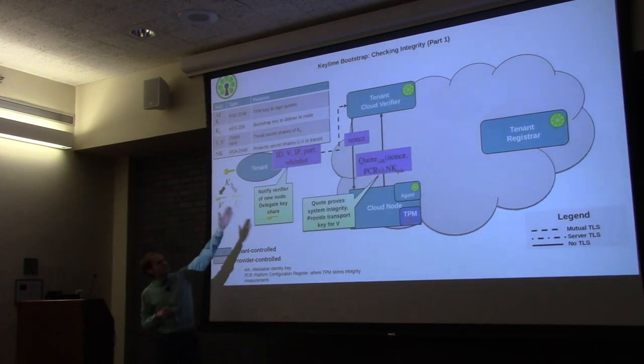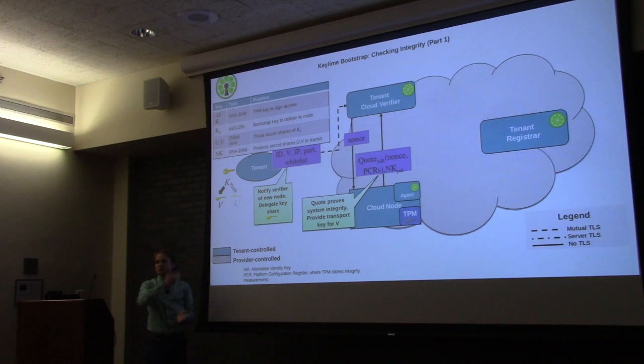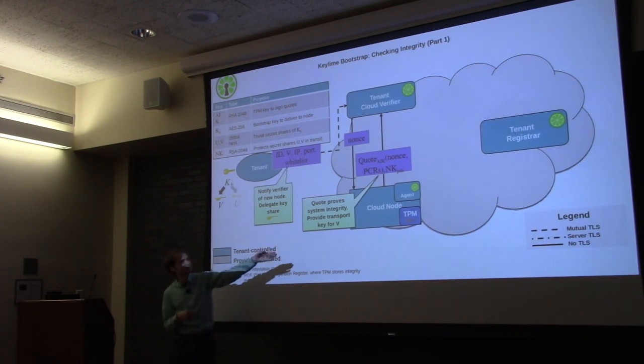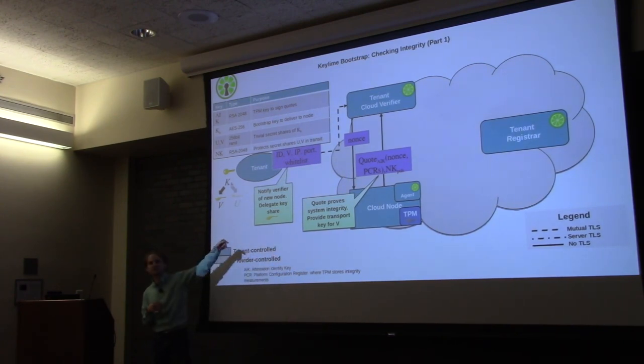The verifier is then going to send over a nonce, just a random number basically, to make sure we're getting a fresh quote. It's going to be included in the quote. And then the cloud node is going to send back a quote of its integrity state that's signed by the TPM, as well as an NK, which is an RSA key that it just generates to protect the key as it gets sent over. Because you'll notice here that this is an unprotected communication channel. If we were able to securely communicate, then we would already have some type of secret. So we, of course, can't do that.